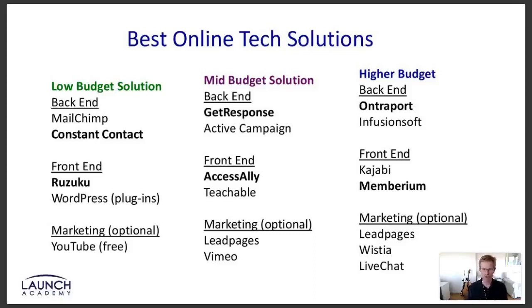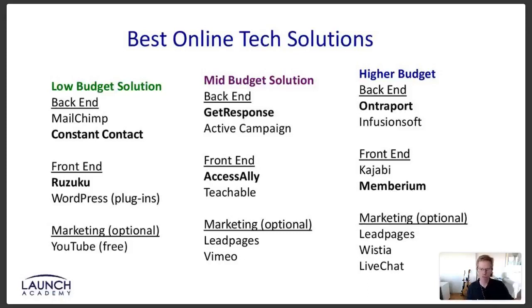So on the low end, this is really budget, and some of these programs can be free, or many of them are free. The back end would be like MailChimp or Constant Contact or iContact. The front end would be something like maybe Rizuku, or even WordPress has plugins, course plugins or membership plugins, so people can log into your area that has all your course content. And then the optional marketing side might be YouTube. Here, it's free, and that's where you can house your videos and even do a little bit of marketing there and put on cool videos that people can find.